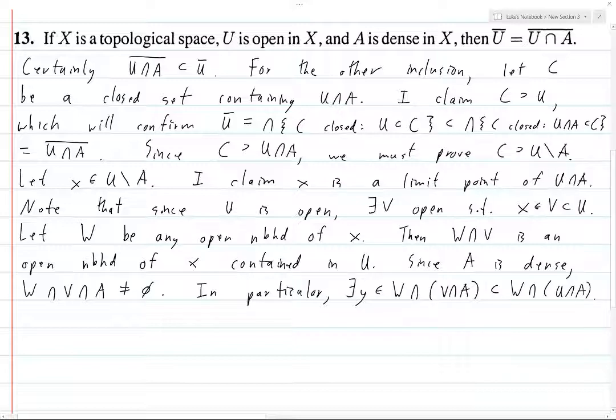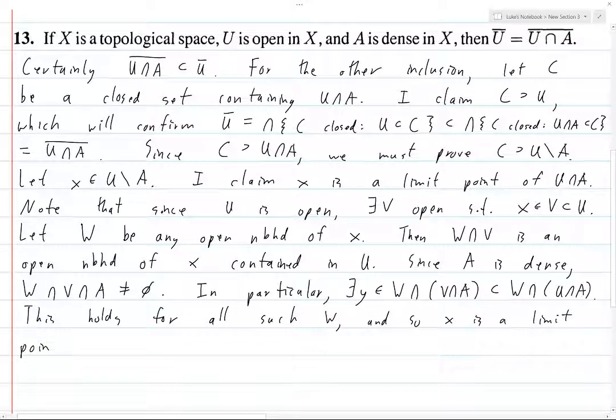And that's what we wanted. For any open neighborhood W, we need to find an element y, which is not x, and which is in both W and U intersect A. This holds for all such W, and so x is a limit point of U intersect A.